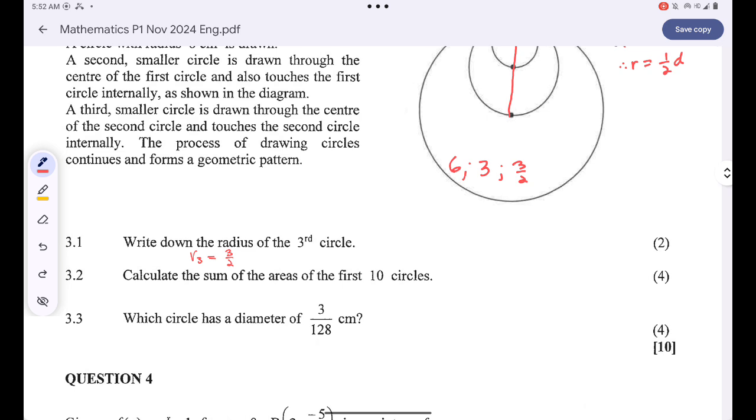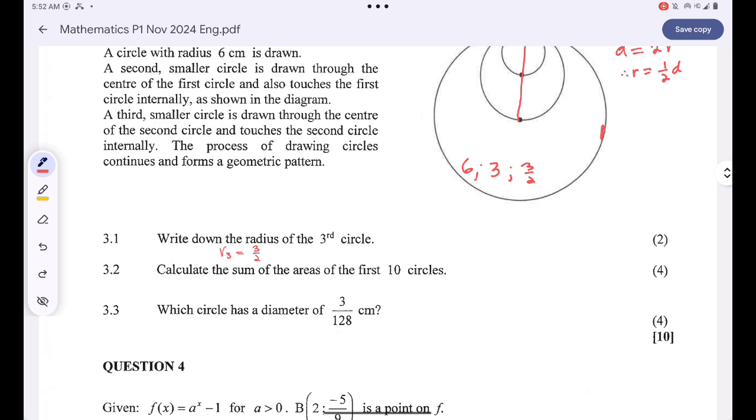Now they want us to calculate the sum of the areas of the first 10 circles. Remember that for us to find the area of a circle, we need to use the equation that says area is equal to pi r squared. So I can find the sequence of areas if I want to. Let me just do that.